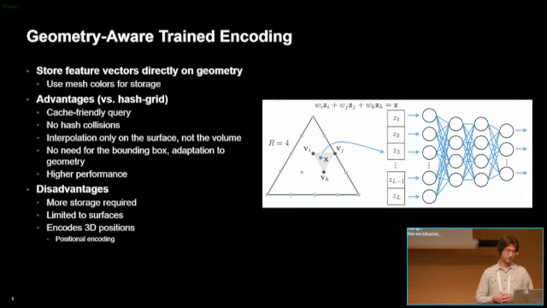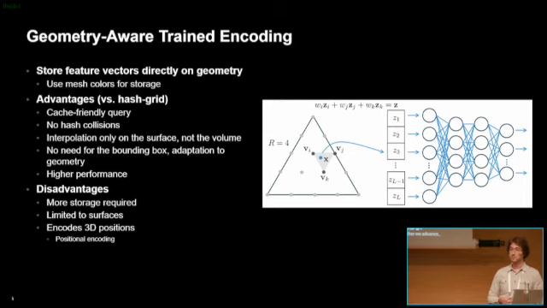So suddenly, the cache incoherency is gone because we don't use hashing. We have cache-friendly queries, assuming your meshes are optimized for cache coherency. You can follow the same layout as you use for your index buffer, and you get nice cache-friendly accesses. There are no hash collisions, and interpolation only happens on the surface of your triangle, not within a volume of a grid. This is a big advantage because maybe for the hash grid you will have multiple triangles within the same cell, and then suddenly the hash grid needs to be trained for maybe completely different triangles. This cannot happen with our solution.